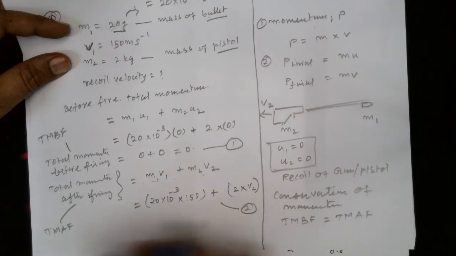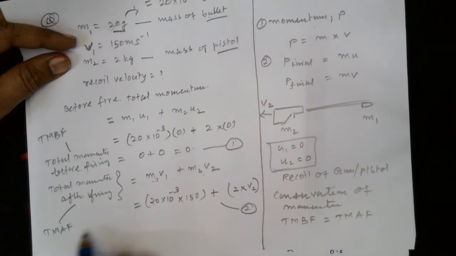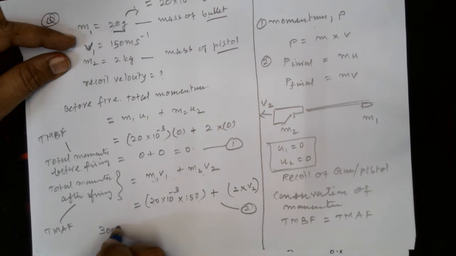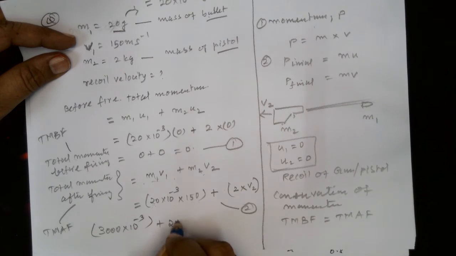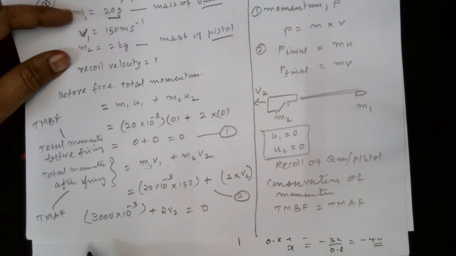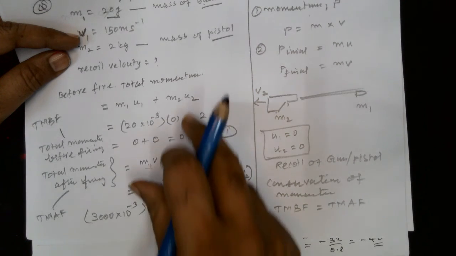Okay, now we can equate these two equations and therefore you can multiply this 20 into 150. 2 into 150, 300. 300 into 10, 3000. And 3000 into 10 power minus 3 means 3. And then plus 2V2 is equal to 0. Are you able to follow? Okay? Because LHS is 0.